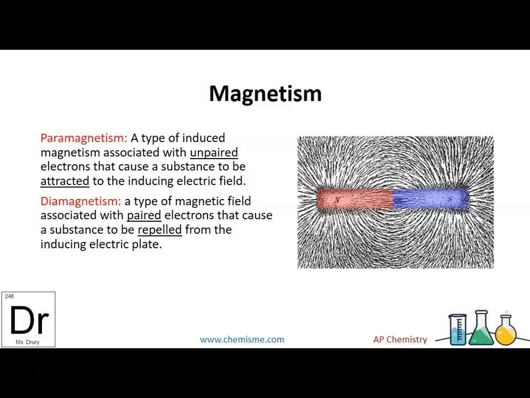And then magnetism. Para and diamagnetic. So paramagnetic, and you should probably write about this, is when you have unpaired electrons and they cause it to be attracted to an electric field. Diamagnetic is when you have paired electrons, or 2 electrons per orbital, and it causes it either to be repelled or we might not see any change with an electric field.